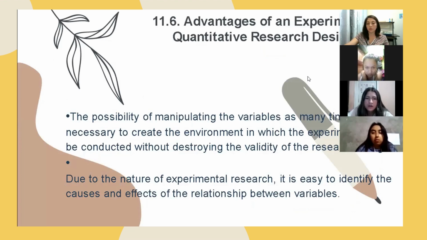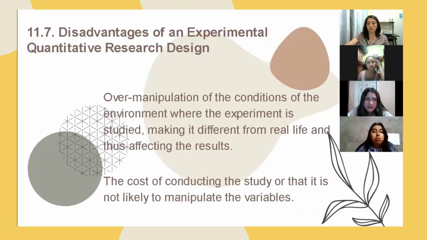Due to the nature of experimental research, it is easy to identify the causes and effects of the relationship between variables. Disadvantage of experimental quantitative research design: over manipulation of the conditions of the environment where the experiment is studied, making it different from real life and thus affecting the result. The cost of conducting the study, or that it is not likely to manipulate the variables.